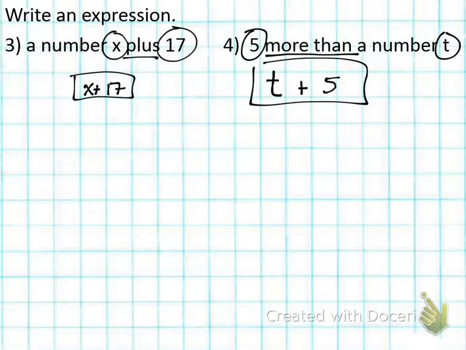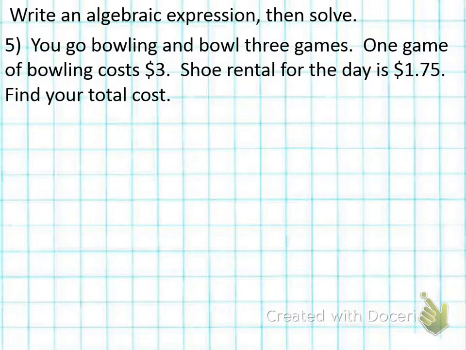Next one, let's do a couple more. Number 5. This one, I'll walk you through it. Okay, number 5. You go bowling and bowl 3 games. 1 game of bowling costs $3. Shoe rental for the day is $1.75. Find your total cost. Okay, so all problems like this, we have to think through it a little bit. So let me help you out with this one, and then you can write this one down in your notes.